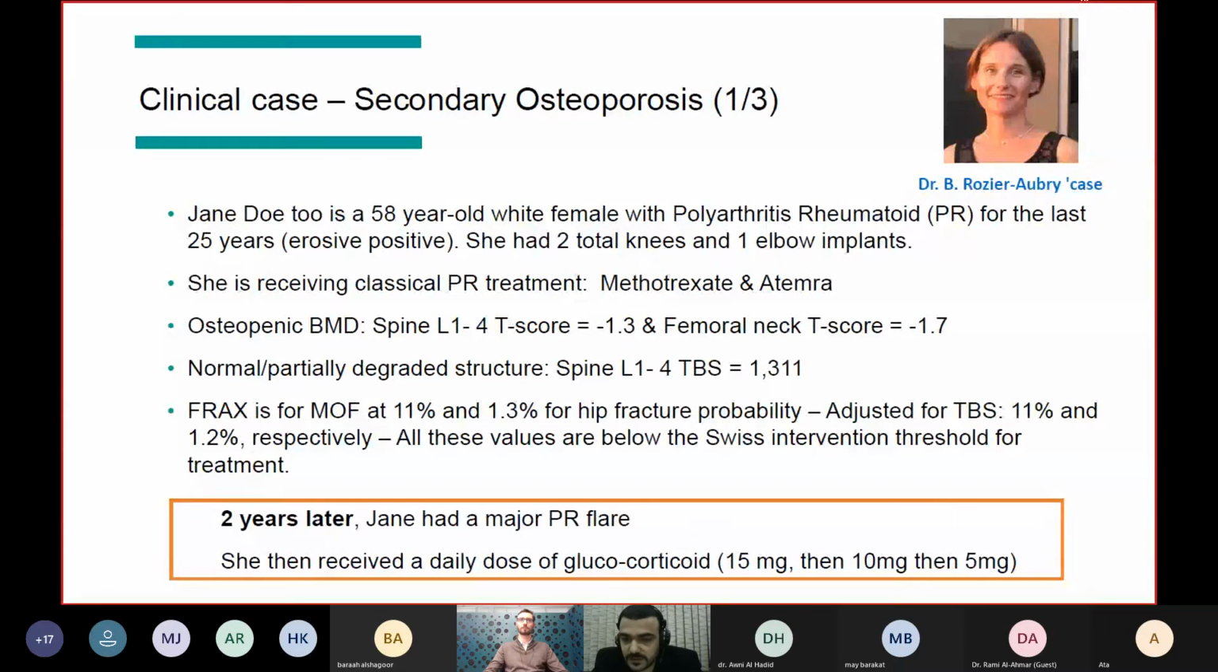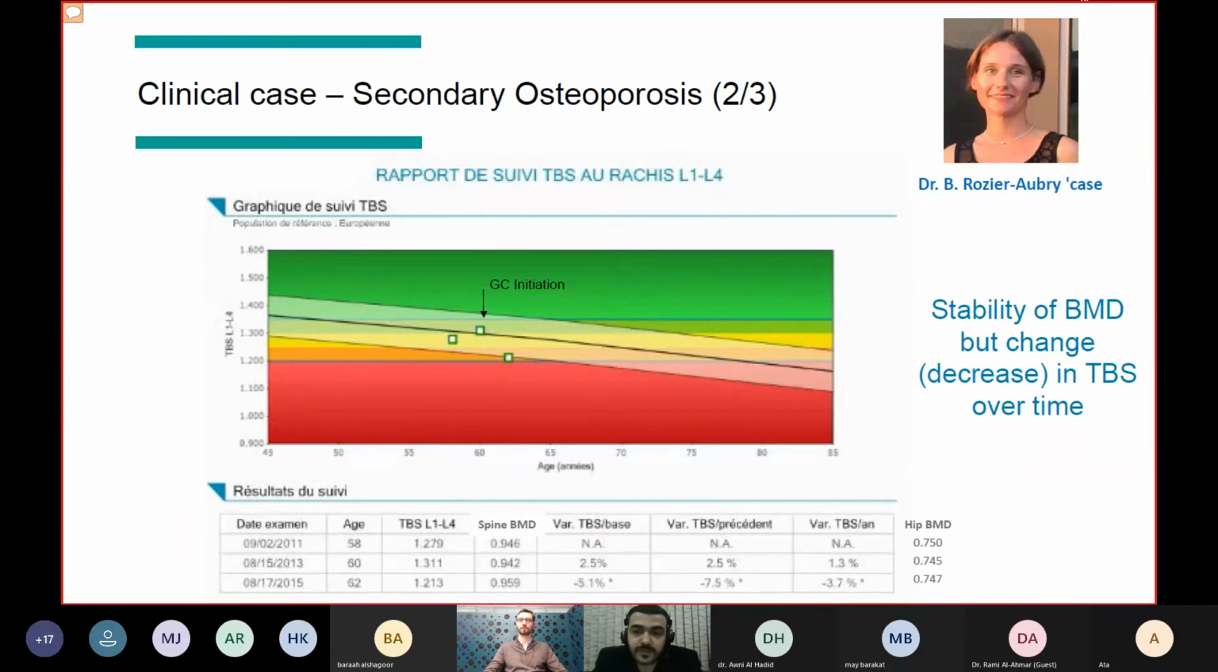Two years later, Jane had a major RA flare. She then received a daily dose of glucocorticoid, as explained here: 15 milligrams, then 10 milligrams, then 5 milligrams. What happened when she started to take the glucocorticoid? Monitoring the TBS shows, here you can see the glucocorticoid initiation and how the TBS started to decrease. The BMD was stable, but we are having a decrease in the TBS over time.